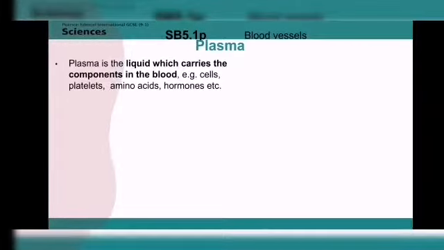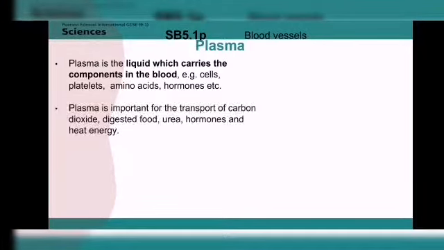Let's talk about plasma. Plasma is the liquid which carries the components in the blood. For example, cells, platelets, amino acids, hormones, and so on. Plasma is important for the transport of carbon dioxide, digested food, urea, hormones, and heat energy.